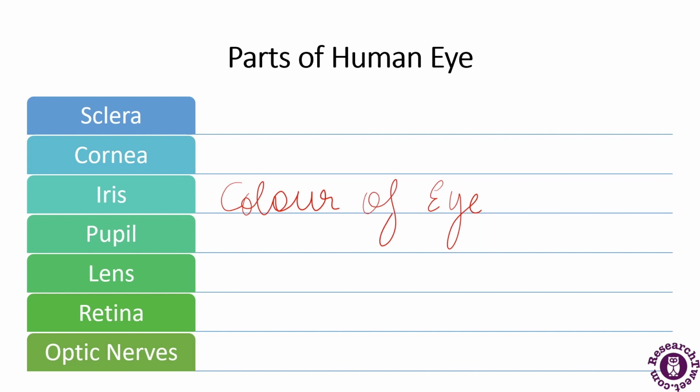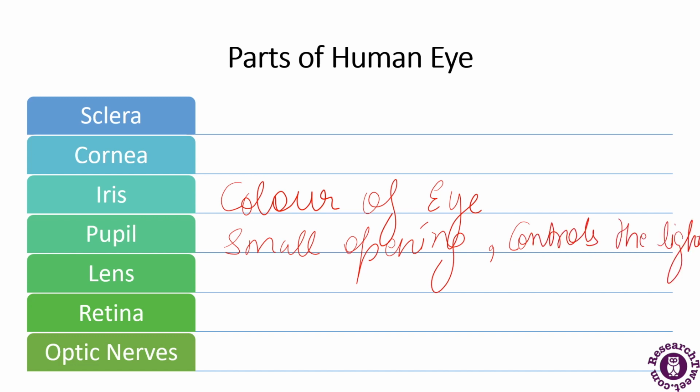Next is the pupil. What is the pupil? Pupil is a small opening in the iris. Its size is controlled with the help of the iris. The pupil will increase or decrease its size. It is the contraction and the relaxation which is controlled by the iris. So it controls the amount of light entering the eye.